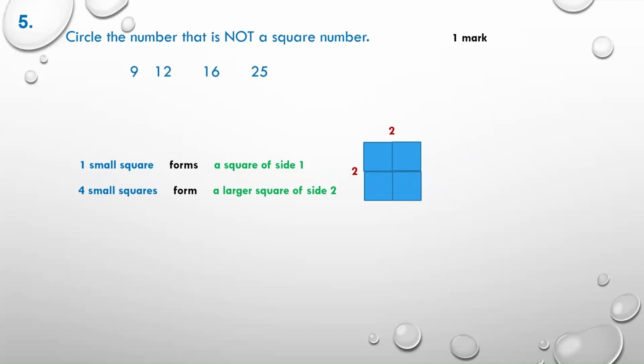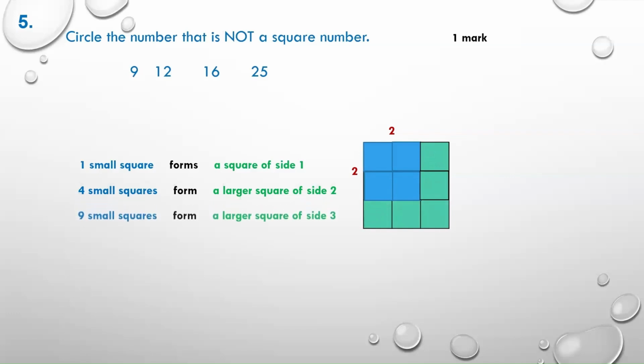If that's the case, is 5 a square number? If we rearrange it, can we get a square? No. Is 6 a square number? No. 7, no. 8, no. Can 9 be? That means we're adding 3 more squares. If we add the 3 squares below, that gives us 9 small squares forming a larger square. As such, 9 is a square number, which is what is up on top.